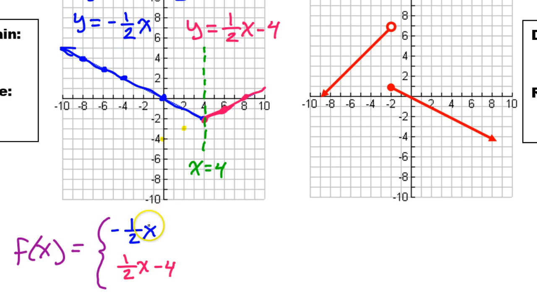So that's what we're going to use for our domain restriction. So it's going to be this blue equation if the x values, and we're going to say something about this number 4. Now, the blue side is going to the left.